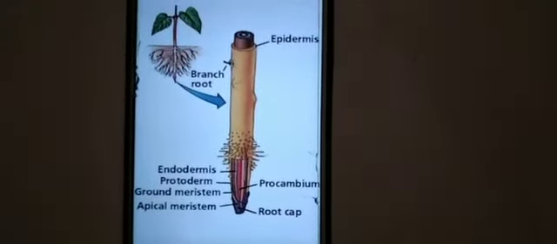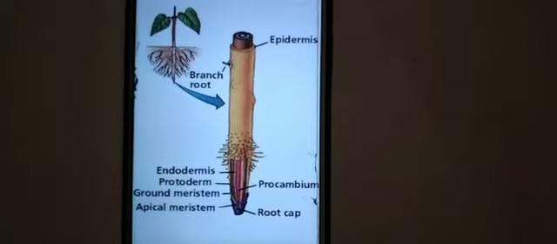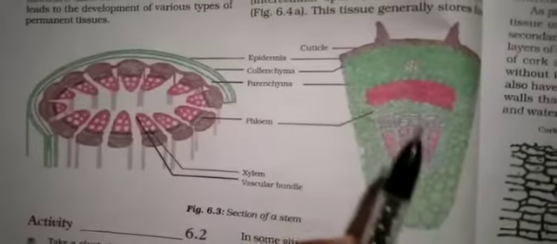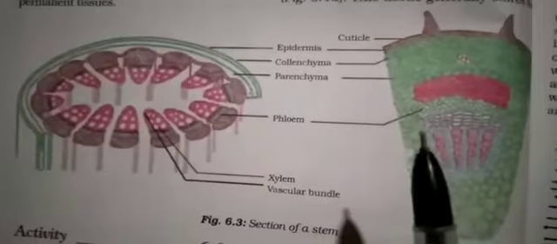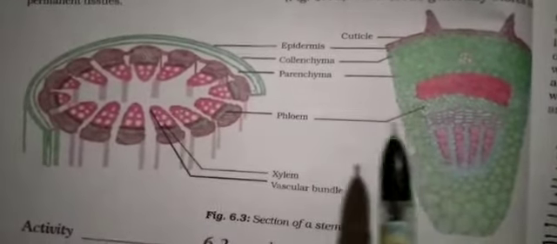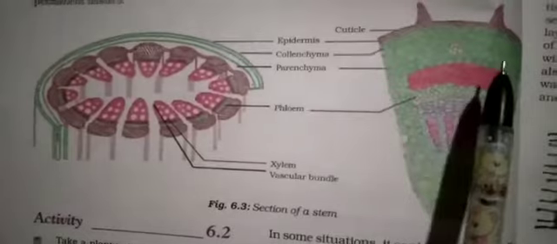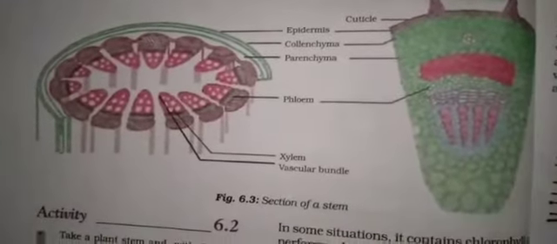A strip of secondary meristem, I told you about cambium, but this is secondary meristem. It is located in the cortex region. It is present in the cortex region here. So it constitutes the cortex. The cortex can be called cork also.